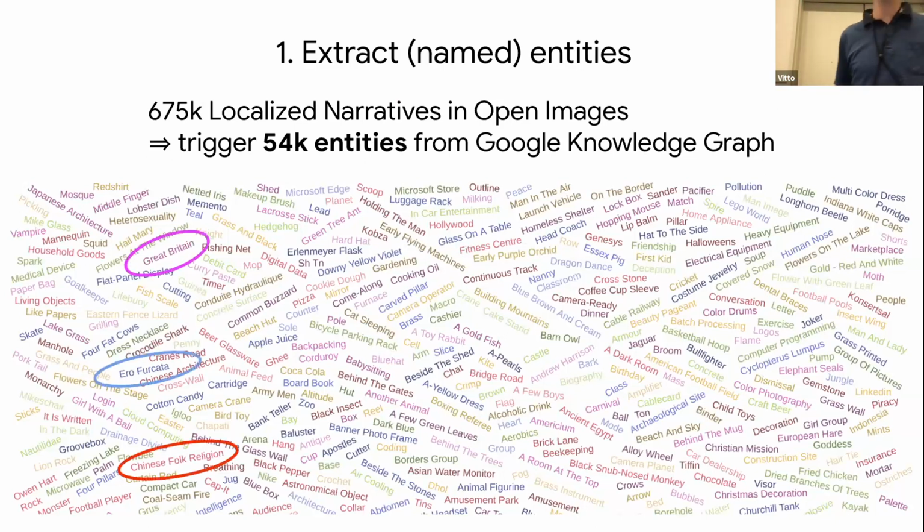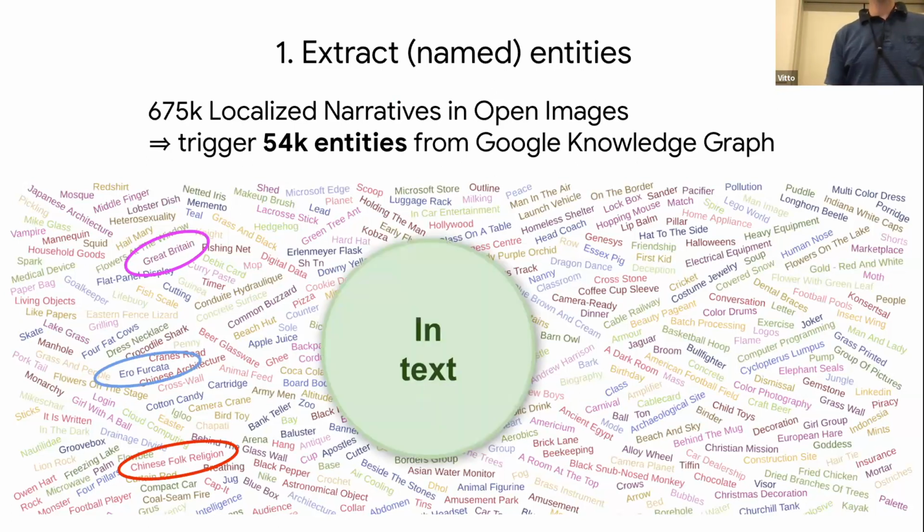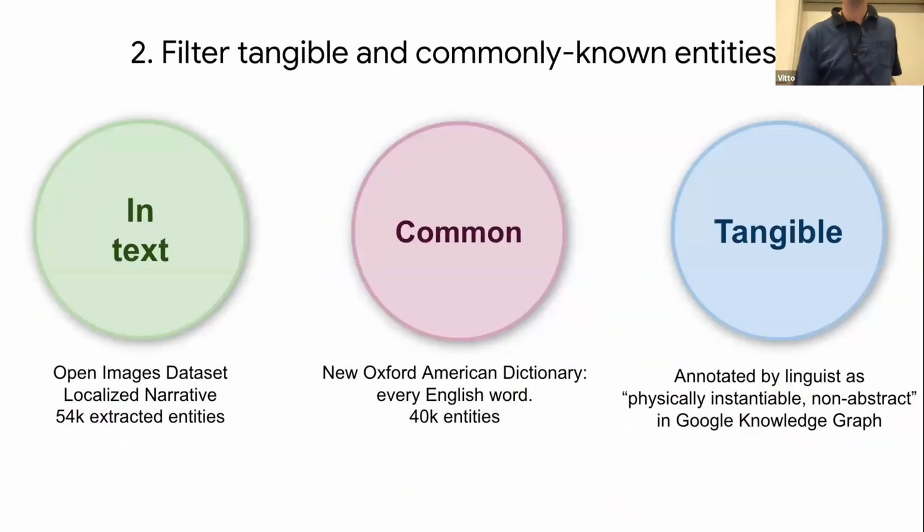And that contains beautiful, really useless things like Great Britain, Aerofurcata, which is the name of a spider, and Chinese folk religion, which is a concept, you can't even see it. So here comes the idea that in text, there are 54,000 entities that Google knows about. Good. Not good enough. So can we make them common? We use as common definition the New Oxford American Dictionary, so that very, very specific species of spider or products like Twix or the Eiffel Tower are not in there.